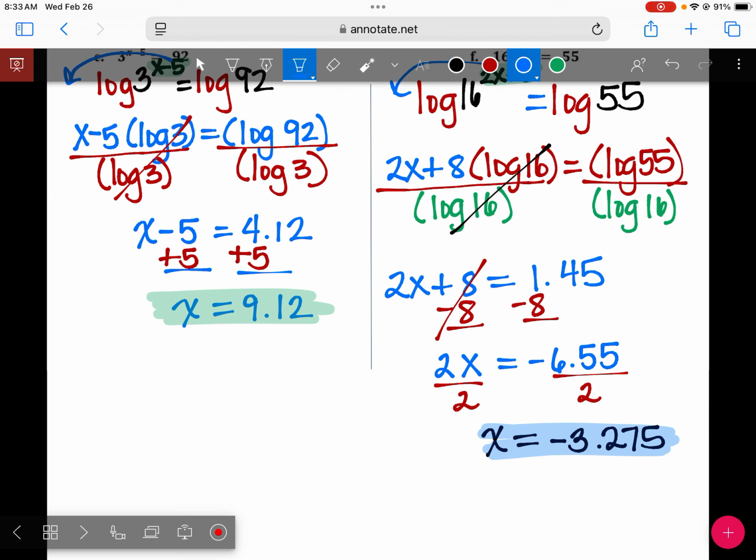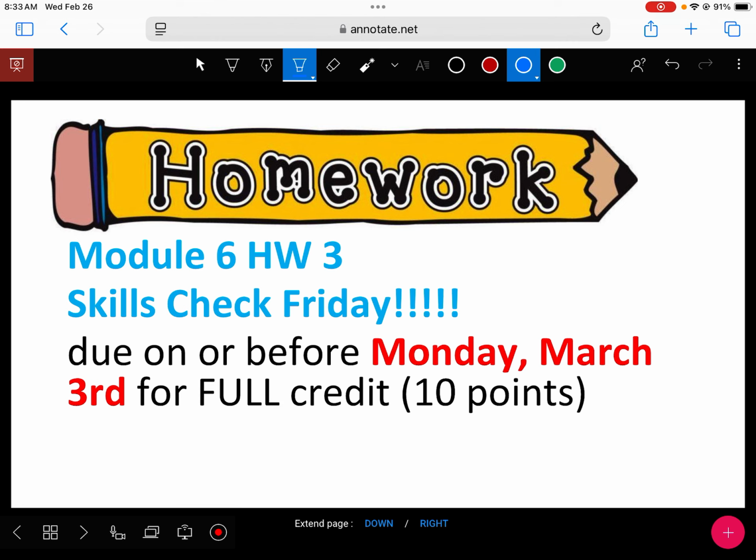Where we at? All right, so now let's switch over to homework 3. First thing first, can you write on homework 3 that homework 3 is due on Monday? So that's when homework 3 will be due for full credit. We also have a skills check on Friday. Now the skills check is open note. You can use your notes and your bell work.